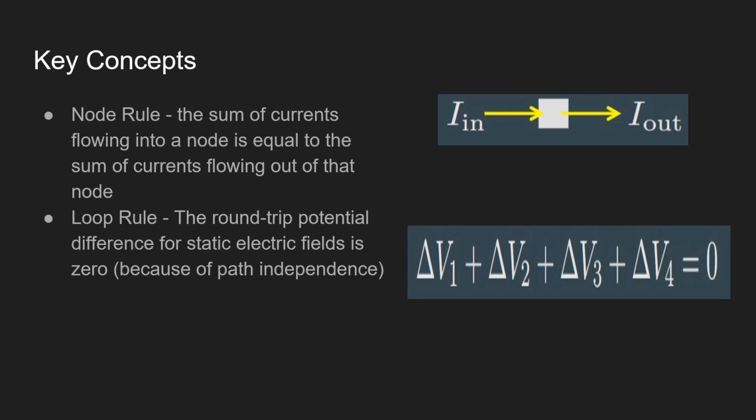The key concepts of this lab are the node rule, which is the sum of currents flowing into a node is equal to the sum of currents flowing out of that node, and then the loop rule, which is the round-trip potential difference for static electric fields is 0 because of path independence, and the equations are pictured on the right.